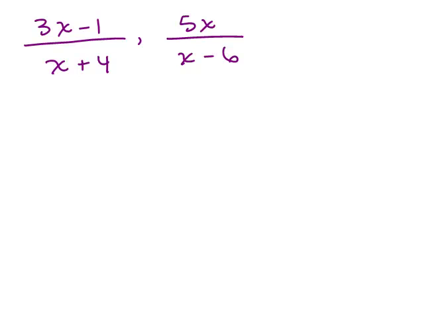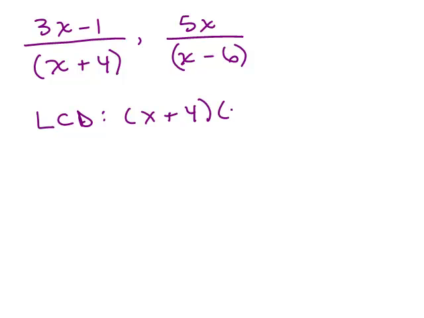All right, let's look at this one. We have 3x minus 1 over x plus 4 and 5x over x minus 6. Well, in this case, there are only two factors. There's one factor in the denominator in the first, so that's going to be in the least common denominator to the first power, and we'll also need an x minus 6.